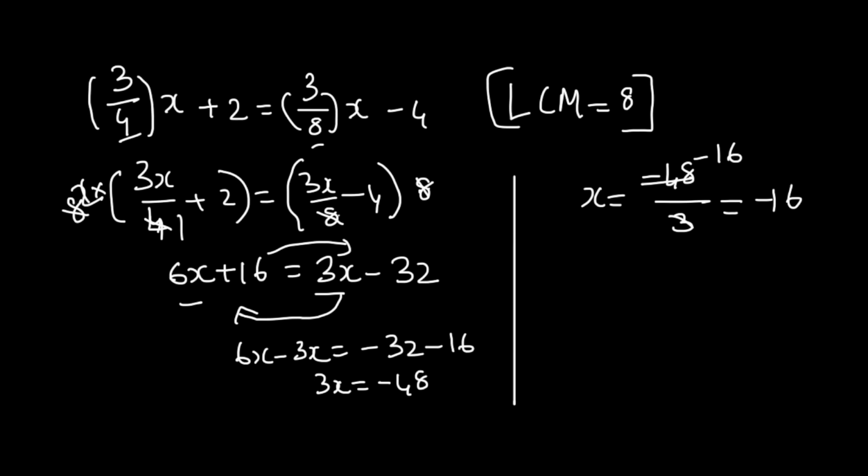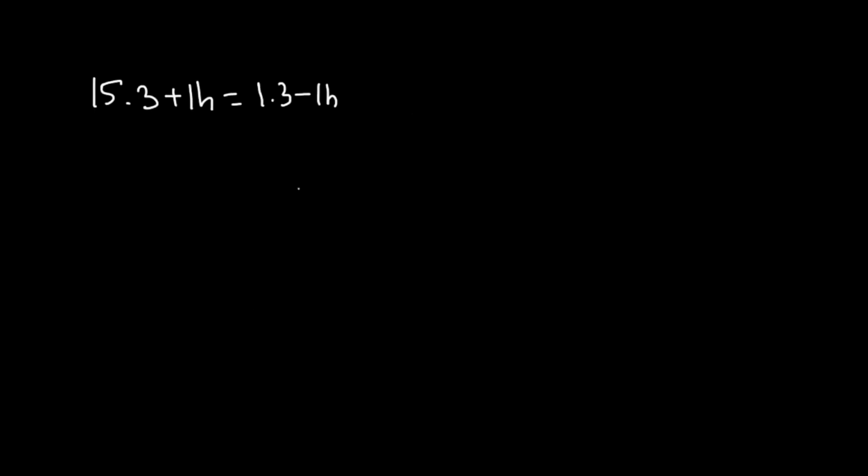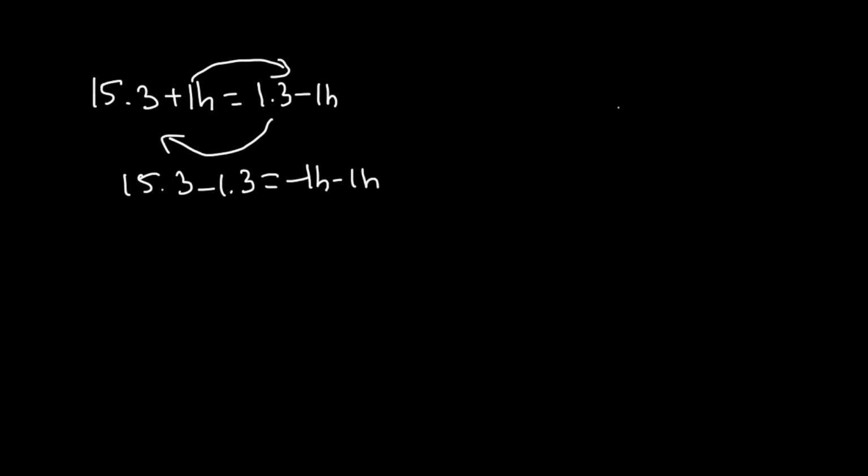Now let's solve an equation containing a decimal. So in this sum, I'm going to transpose 1.3 there and plus 1h there. So it will become 15.3 minus 1.3 is equal to plus 1h minus 1h minus 1h. So basically you need to subtract decimals, so it's simple. 15.3 minus 1.3, 14.0, so it's 14. So 14 is equal to minus 2h.